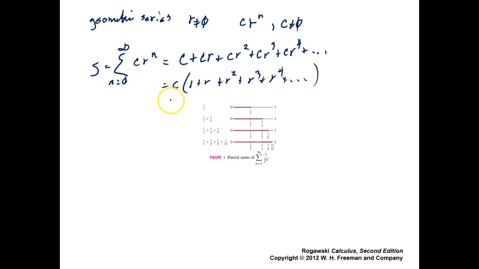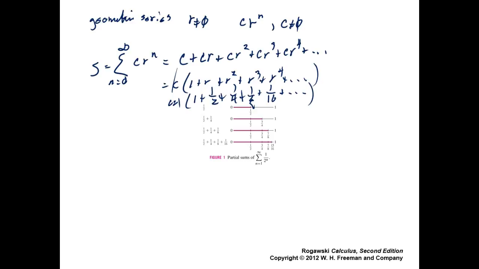So for right now, let c equal 1, so that basically just drops the c, and let r equal 1/2. Well, what you'd have is 1 plus 1/2 plus 1/4 plus 1/8 plus 1/16 plus dot, dot, dot. Now, looking at that, I would tend to say that's a pretty ugly sum, isn't it? Certainly the sequence of those values is converging to 0.